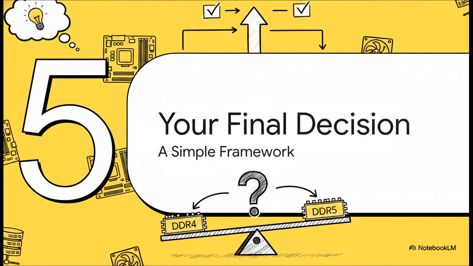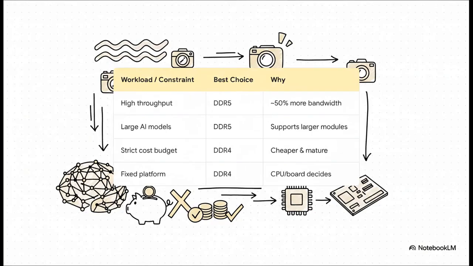Okay, let's pull all of this together. We can distill all these trade-offs into a really simple decision framework that you can use on your own projects. Think of it as your cheat sheet for choosing the right RAM. So here it is. If your main problem is throughput from a ton of cameras, you need DDR5 for its bandwidth. If you're running massive AI models, again, DDR5, because you need that bigger capacity. But if you're on a super strict budget or you're locked into an older hardware platform, DDR4 is your guy. And sometimes the choice is made for you if your CPU only supports one or the other.